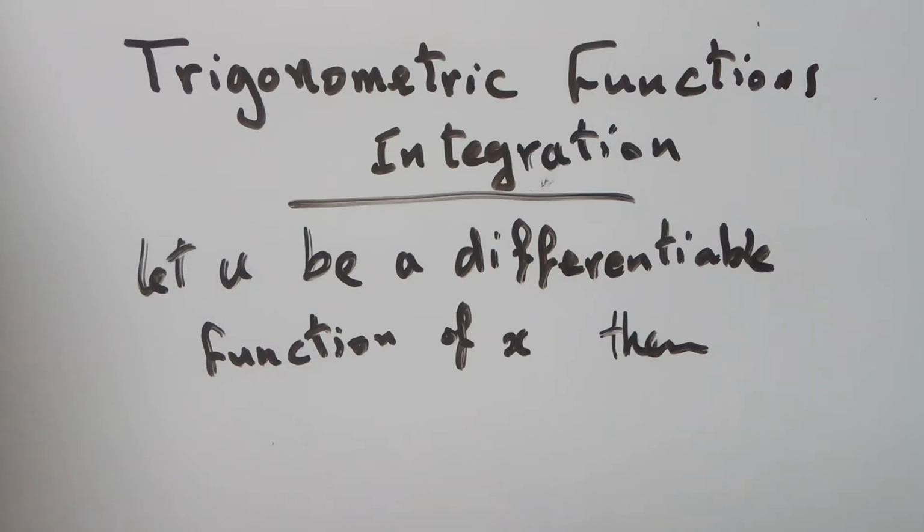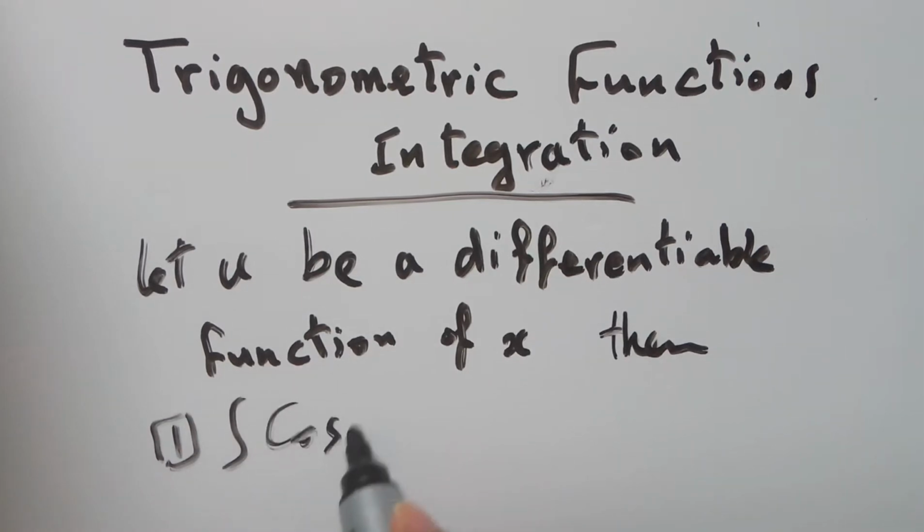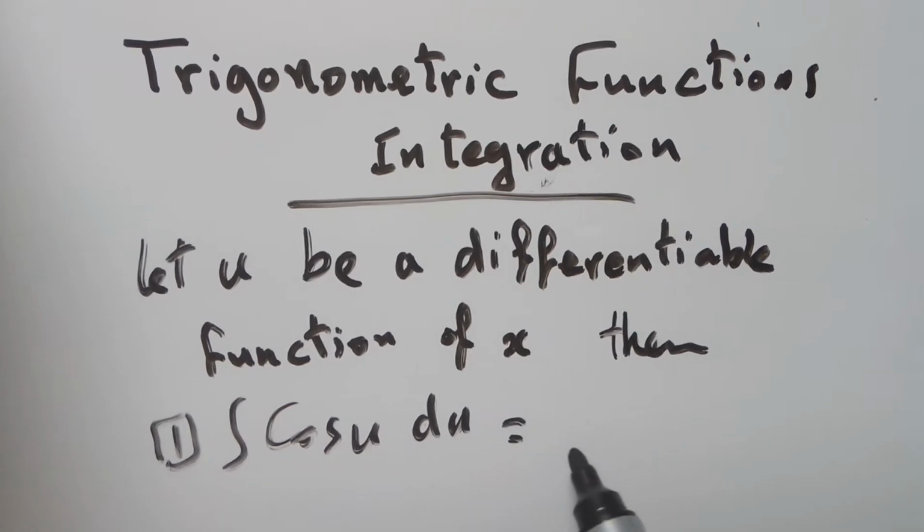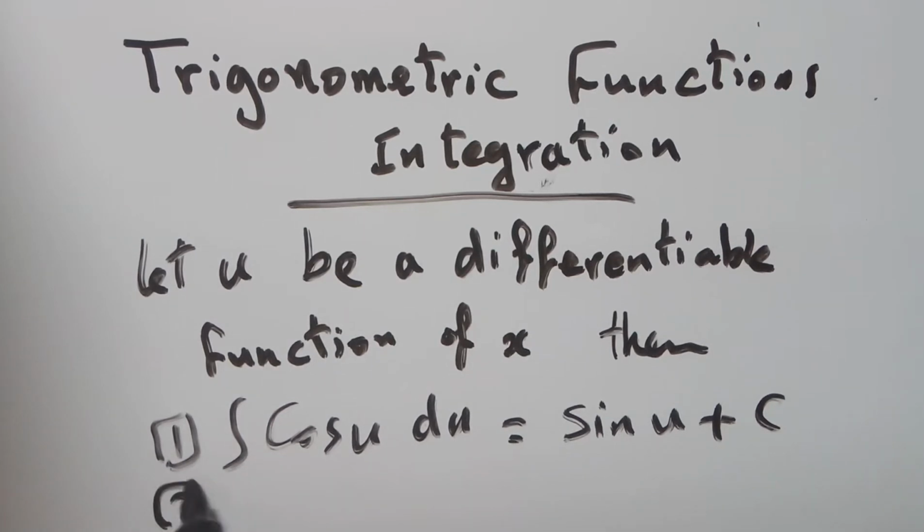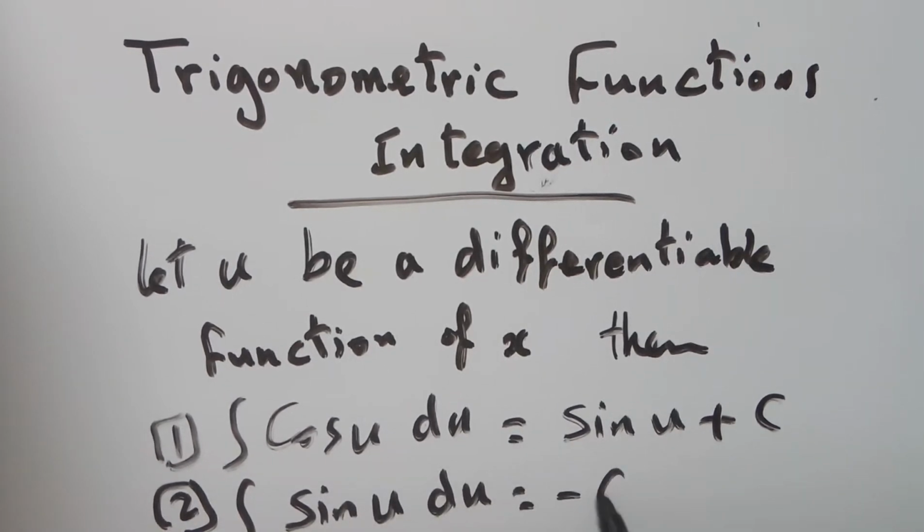Let u be a differentiable function of x. Then, rule number 1: the integral of cosine u du is sine u plus the constant of integration. Rule 2: the integral of sine u du is negative cosine u plus c. Here u is like u.